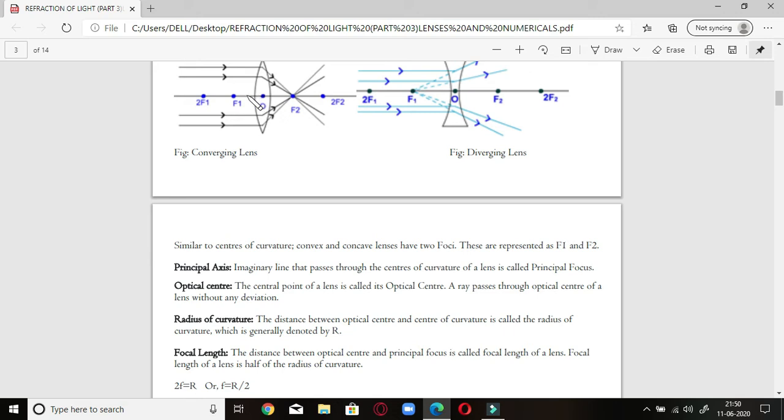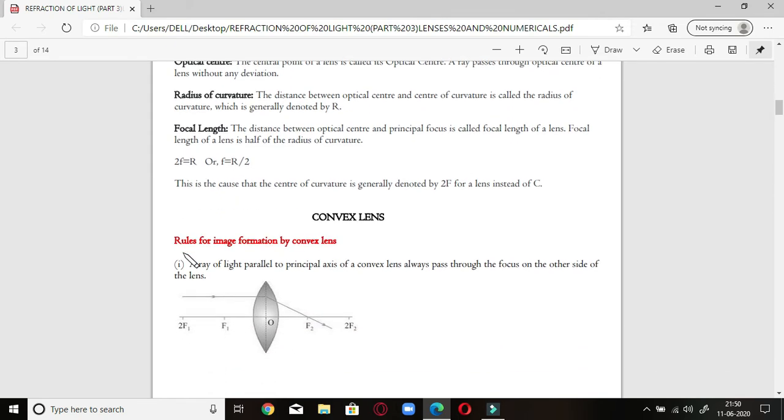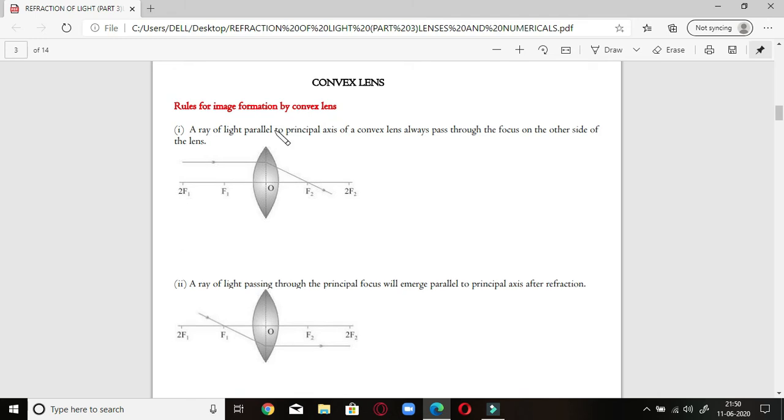Now this is the distance between O and f1 or O and f2. Anyway, if you want to take it like this, this will be correct, and OF1 is also the focal length. Now here 2f is equal to r, or f is equal to r upon 2. That is why we take f, not r. This is the cause that the center of curvature is generally denoted by 2f for a lens instead of c, because 2f is equal to r. That is why we are considering 2f1 and 2f2 instead of writing c here. Okay, that is the logic lying behind it. So these are the conventions for them.